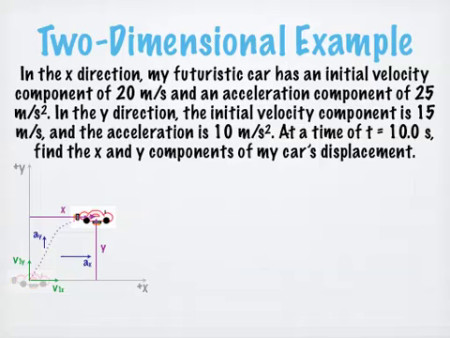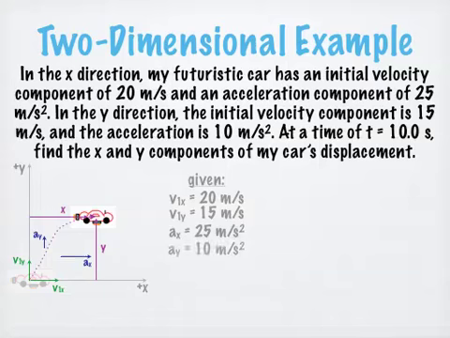What values are we given in the problem? We have the x component of the initial velocity, which is 20 meters per second, the y component of the initial velocity, which is 15 meters per second, the x component of the acceleration, which is 25 meters per second squared, the y component of the acceleration, which is 10 meters per second squared, and a time of 10 seconds.